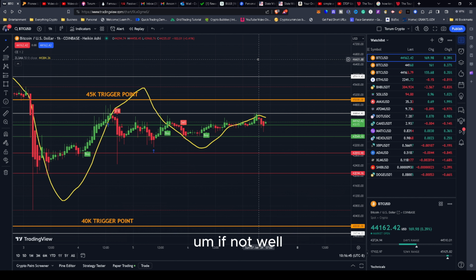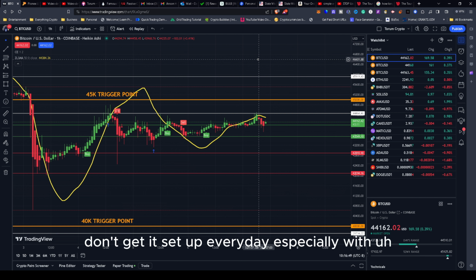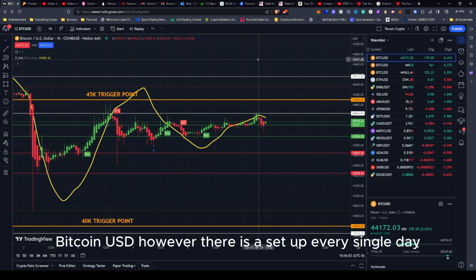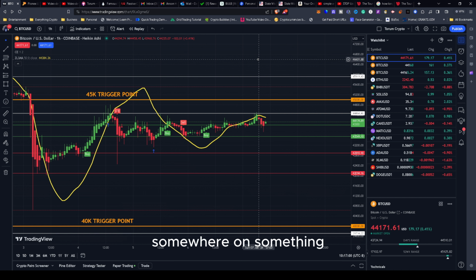If not, well, you don't get a setup every day, especially with Bitcoin USD. However, there is a setup every single day somewhere on something. You may not catch it, I may not catch it, but there's one there.